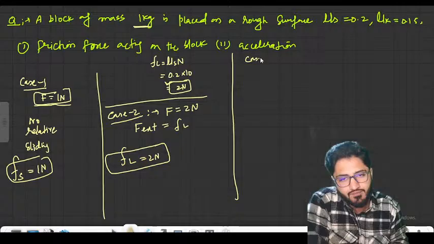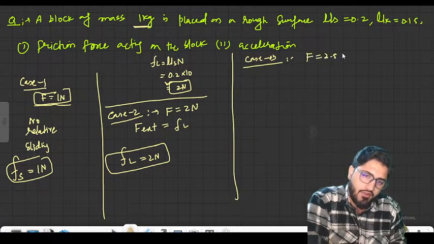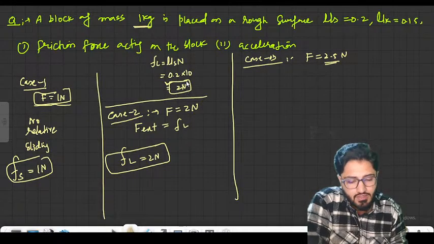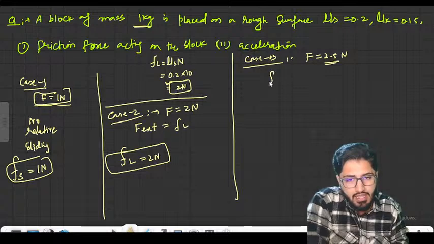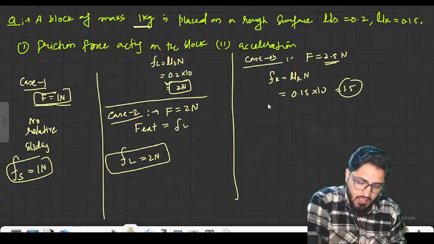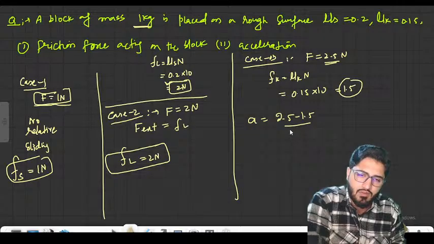Now case number 3. If my force is 2.5 Newton, your force is more than the limiting friction, so there will be motion. I can write here Fk equals mu k times N. Mu k is 0.15 into 10, it is 1.5. So acceleration is equal to F net, that is 2.5 minus 1.5, divided by 10.